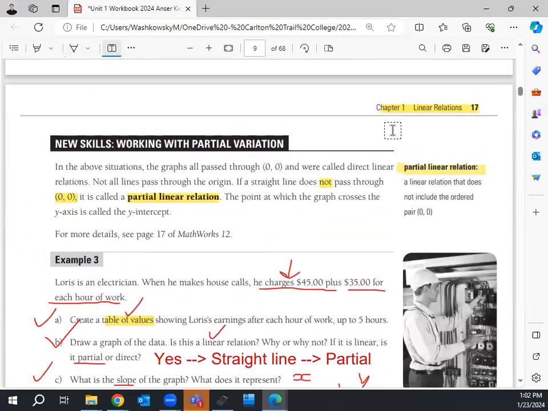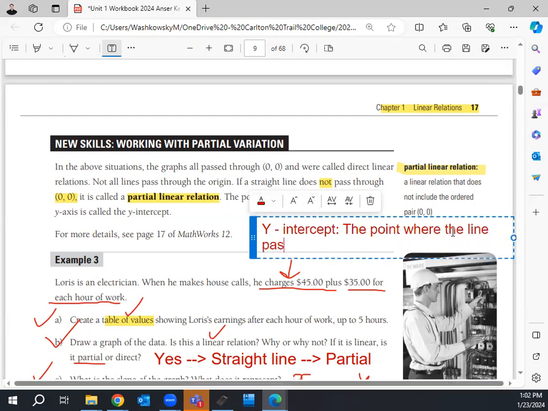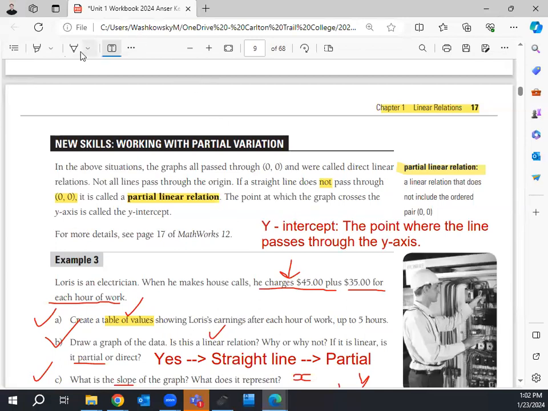I'm gonna get you guys to scroll up to the top of page 17 here. So the y-intercept, new definition. This is the point where the line passes through the y-axis. I will visualize what that means in a second. It's very important though, what this is. We will be looking at this a lot. The y-intercept is actually quite an important thing.